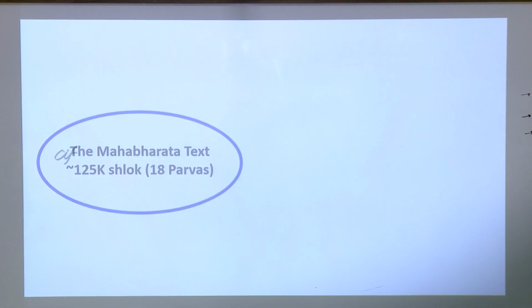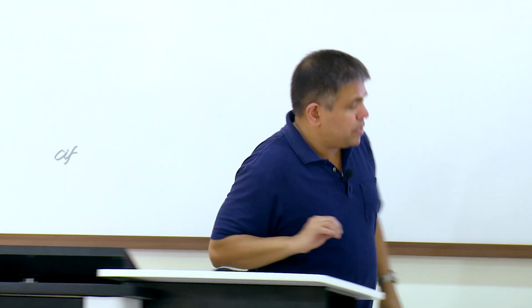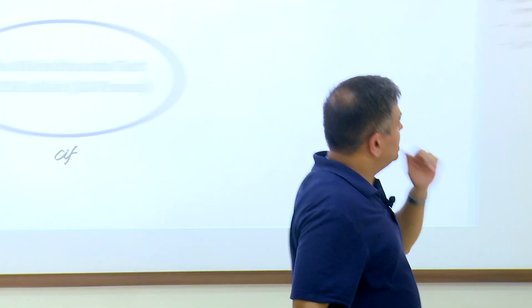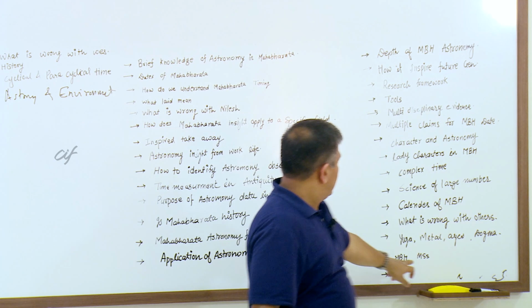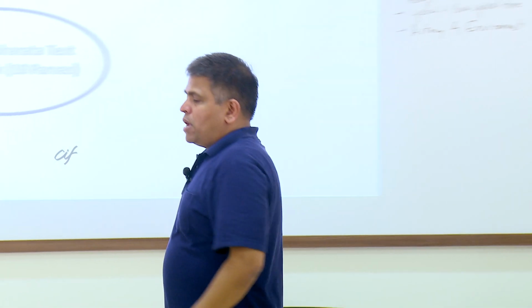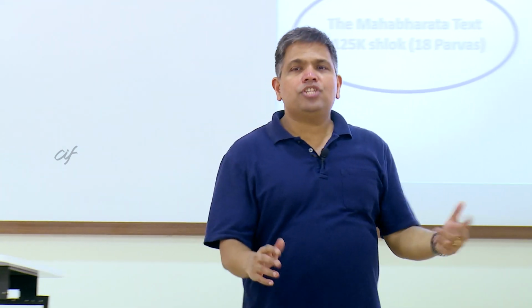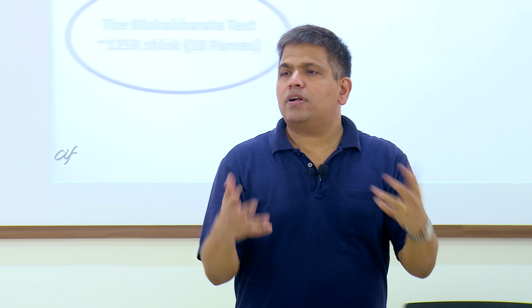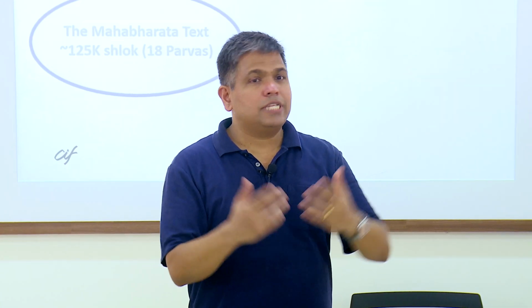So you look at the Mahabharata text, approximately 125,000 verses. And I remember someone asking, which MSS do we use? Who asked that question? So what are the different Mahabharata MSS, manuscripts, that you are aware of?